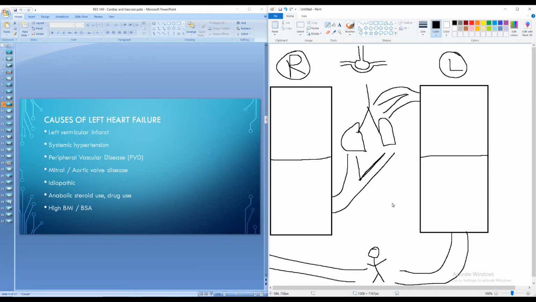So let's talk about this. Causes of left heart failure. Left ventricular infarct. Sure, I think this is what I'm going with for infarct color right now. So, infarct. We're going to talk about that specifically in the next video. We're going to talk about MIs. All the vascular stuff starts next. So this whole area is infarcted.